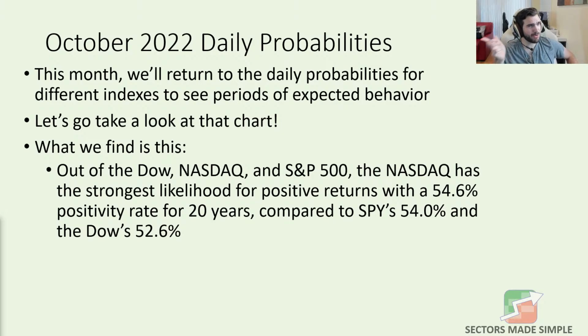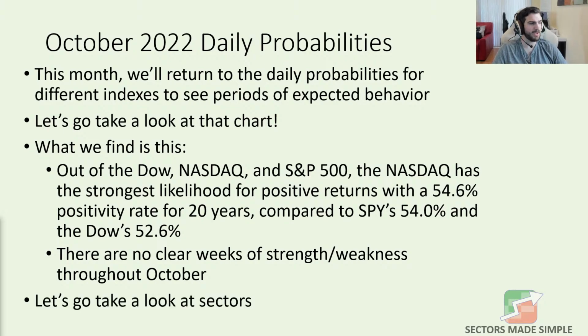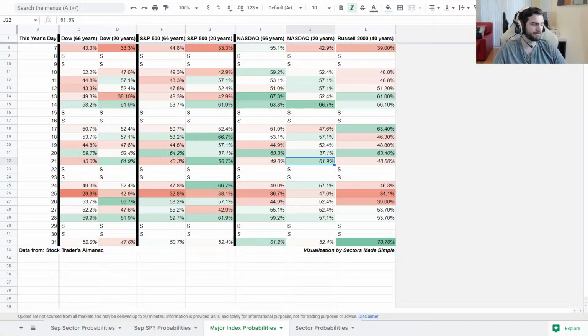So seeing every percent above 50%, that's some reassurance. That is a positive sign. So October seems like it's going to shape up to be better than September. But there are no clear weeks of strengths or weaknesses. Every week has its ups and downs. But with that said, let's go take a look at sectors and see how sectors have done.